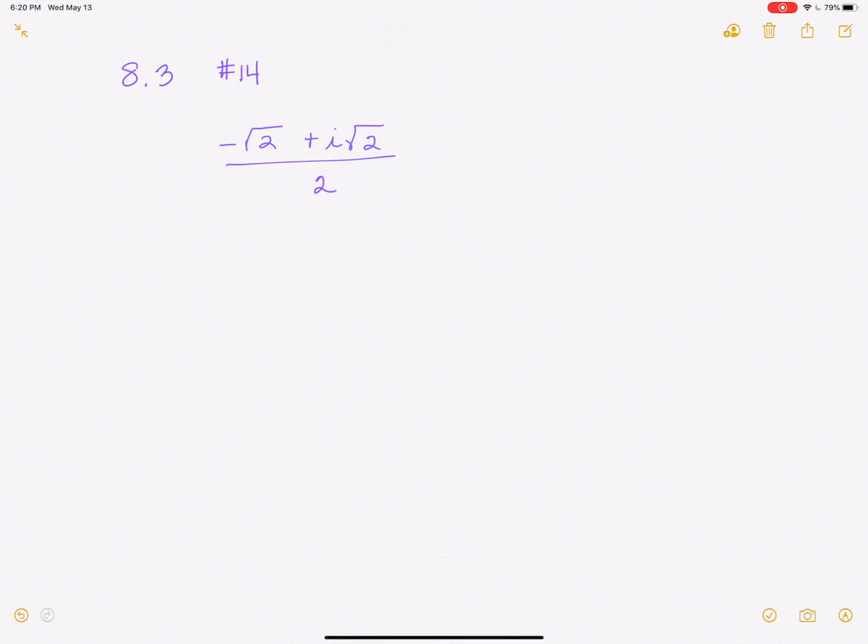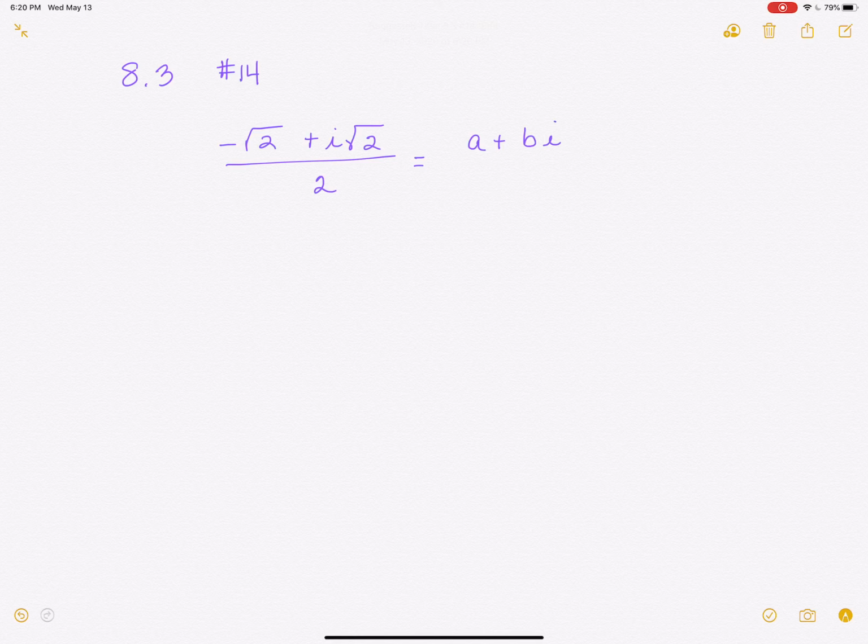Okay, so let's do 8.3, number 14. Now, we are graphing this and we are finding the modulus, which, remember I just described. The modulus is the distance from the origin, or the length from the origin to the point you're graphing. So the first thing we want to do here is put this in a plus bi form.